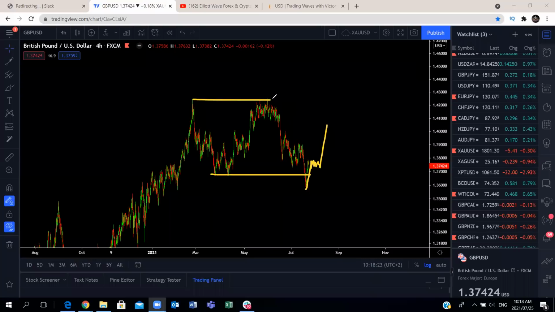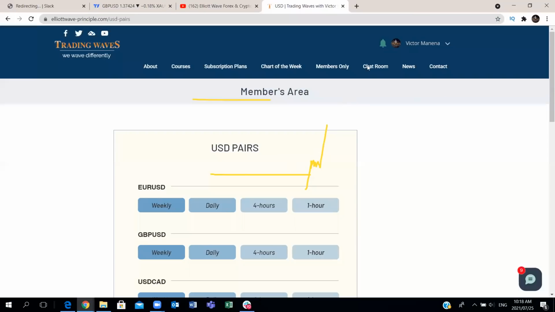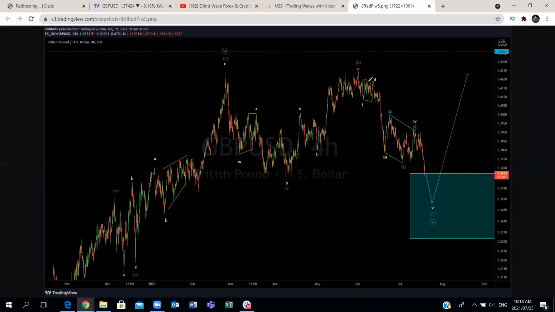We need to get an entry here. It has reversed from the blue box. This was our forecast on pound. Before we look at that, let's have a look at the forecast first. So on the 4-hour pound US dollar, we have been looking for this to come into the blue box and push to the upside. As you can see, we are already in the blue box. We've already made the reversal. Now we're expecting to get an entry here.